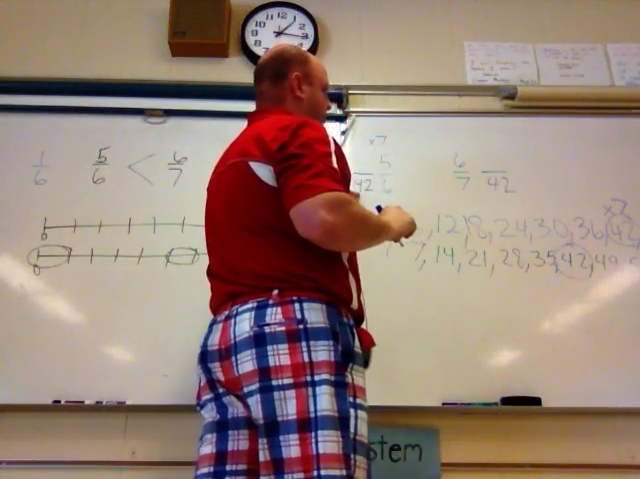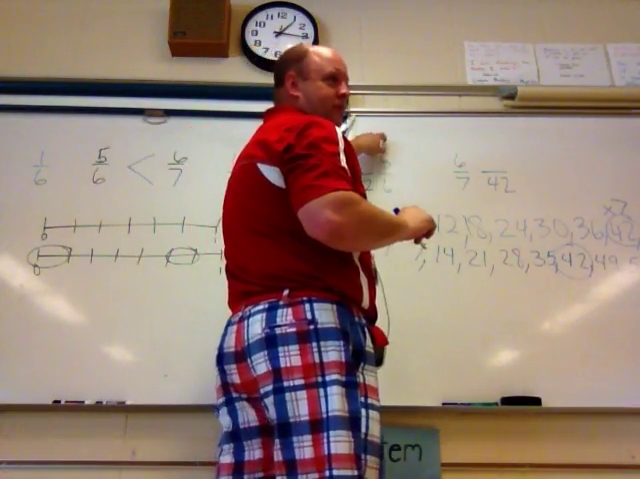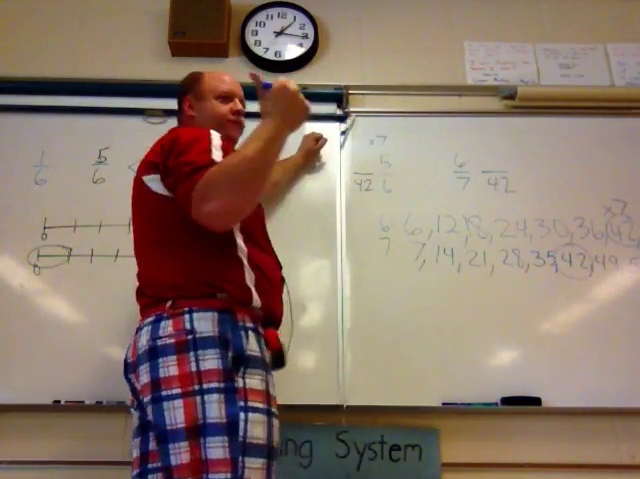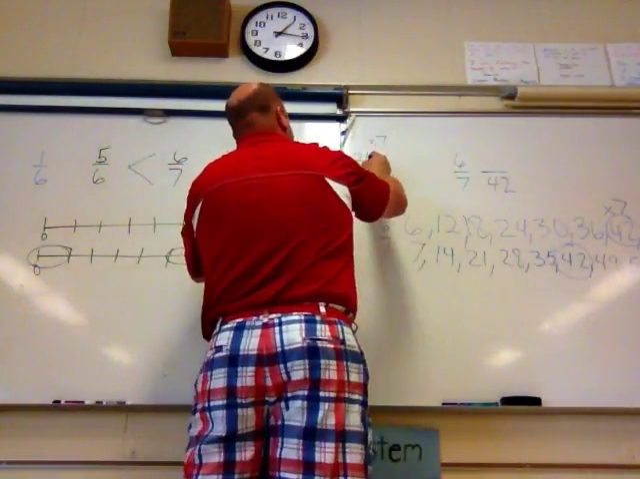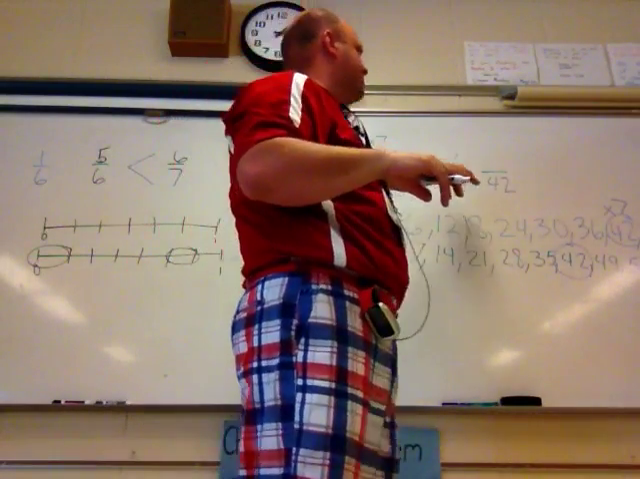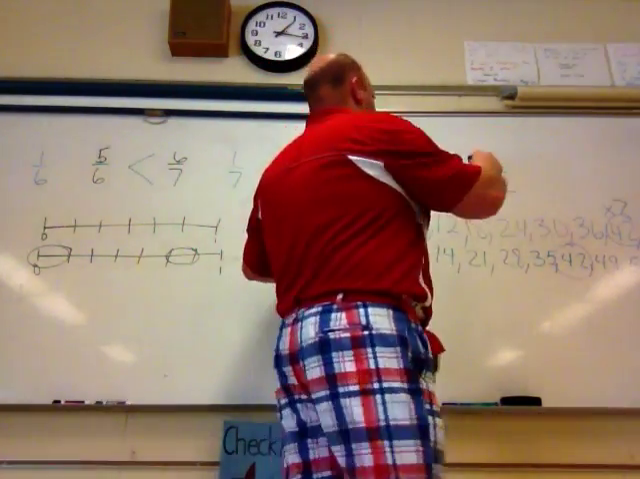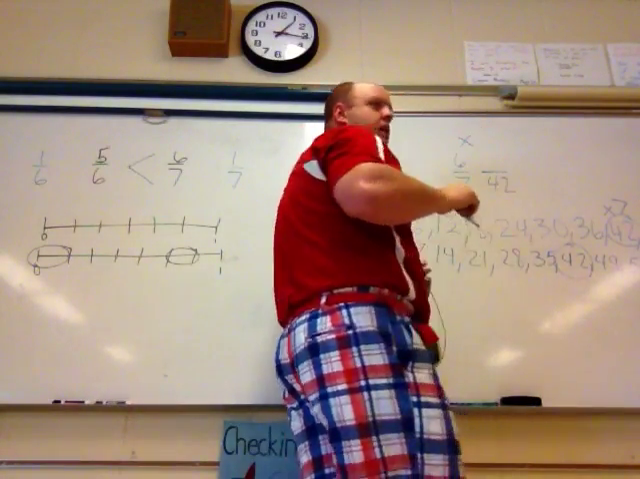6 times 7 was 42. 5 times 7 is? 5, 10, 15, 20, 25, 30, 35. Good. What can we do to figure out what we did to the 7 to make it 42? Obviously there's some multiplication involved.